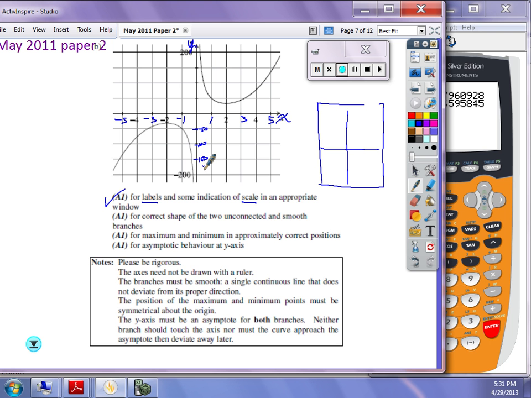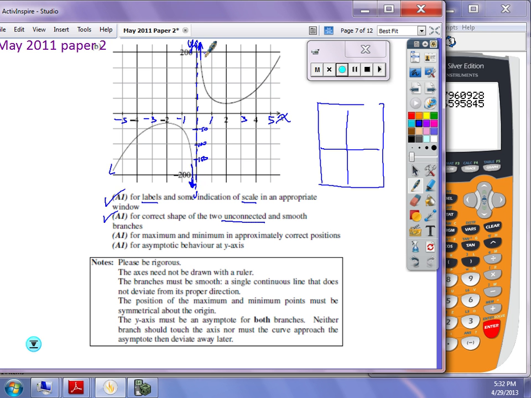Now, they're also giving you a point for the correct shape of the two unconnected smooth branches. The reason that they're emphasizing that unconnected is that we've got a vertical asymptote. We know that x can't be 0. We're not allowed to divide by 0. We've got a vertical asymptote at x equals 0, and I'd go ahead and mark that asymptote right there on the graph. And you want to show that your graph approaches but doesn't touch or cross over the vertical asymptote.